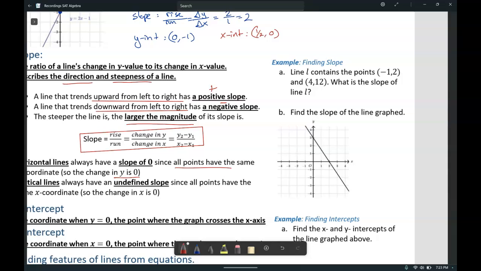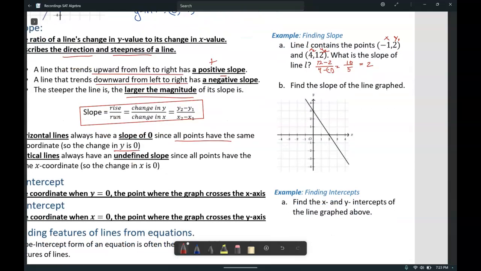So given a couple examples involving slope, line L contains the point -1, 2, and 4, 12. We want to find the slope of the line. So again, we just use our slope formula. 12 minus 2, we've got x1 and y1, x2 and y2. So we've got 12 minus 2 over 4 minus -1. And that gives us 10 over 5 for a slope of 2. So we found the slope of line L.